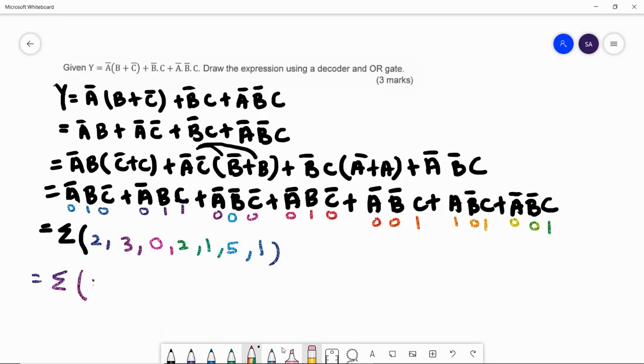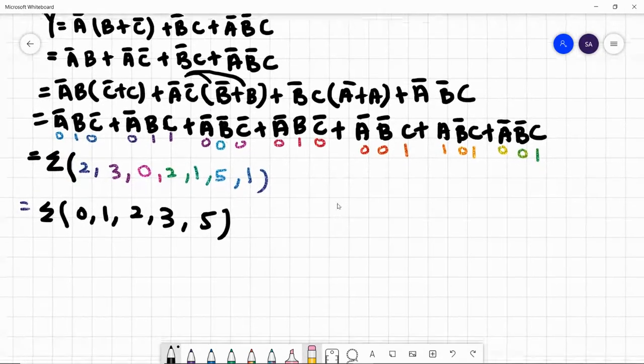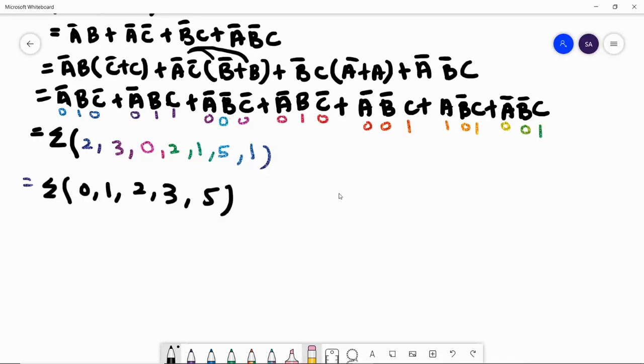Okay, kita susun. Saya pakai warna lain lah. Confuse juga kan. Okay, sum. Kita 0, 1. Okay, 2. 2 ada 2 kali. 3 dan 5. Okay, so dah dapat ini. Jadi, what we need to do, draw the expression using the decoder plot diagram. So, decoder dia lah 3 ke 8. Okay, so 3 to 8 lah decoder dia. So, decoder dia 3 ke 8.